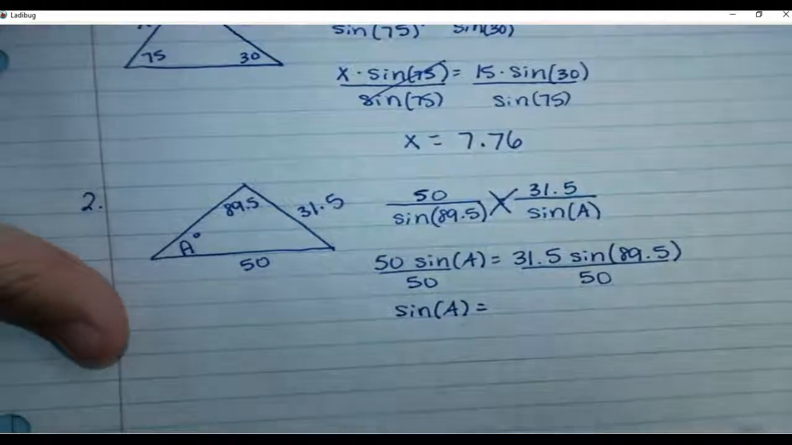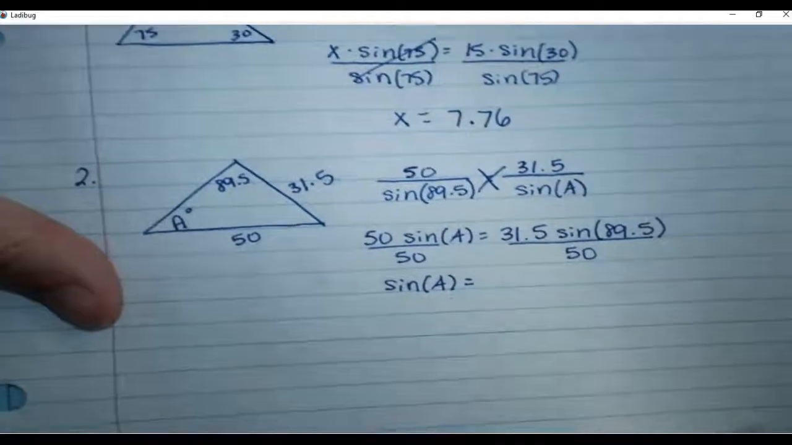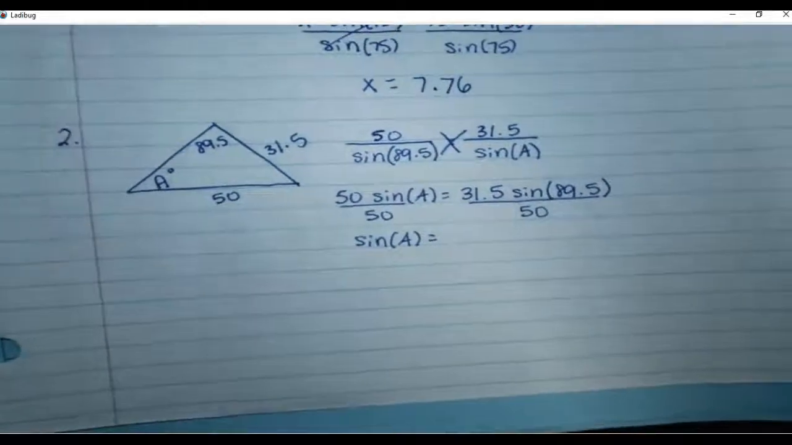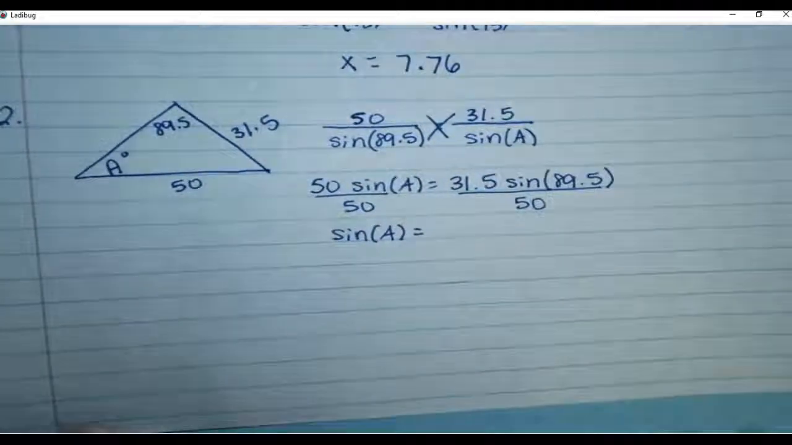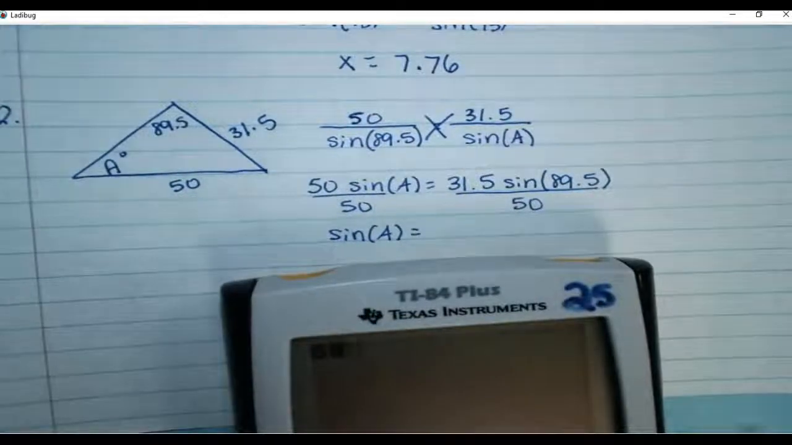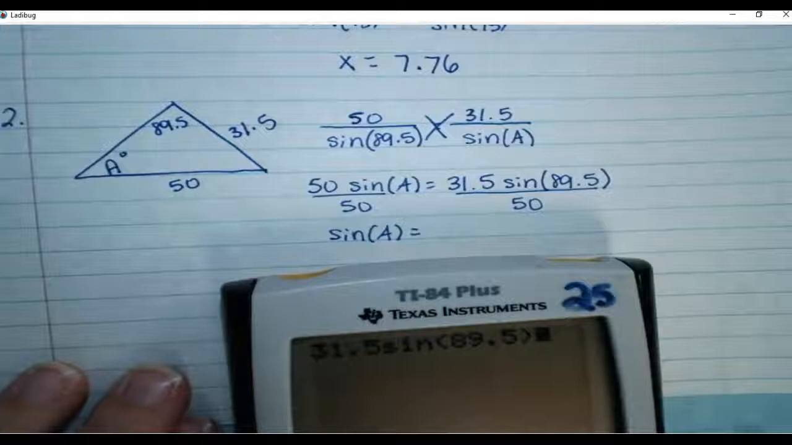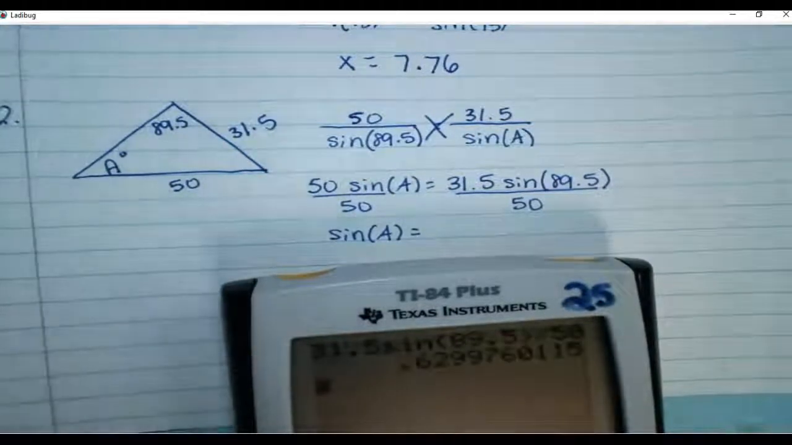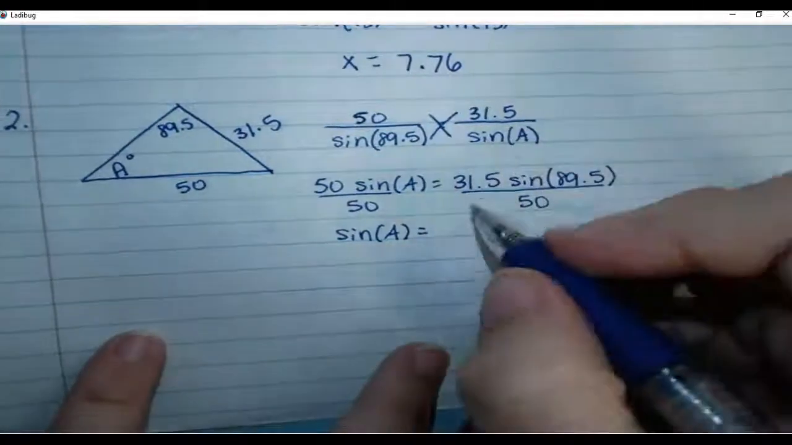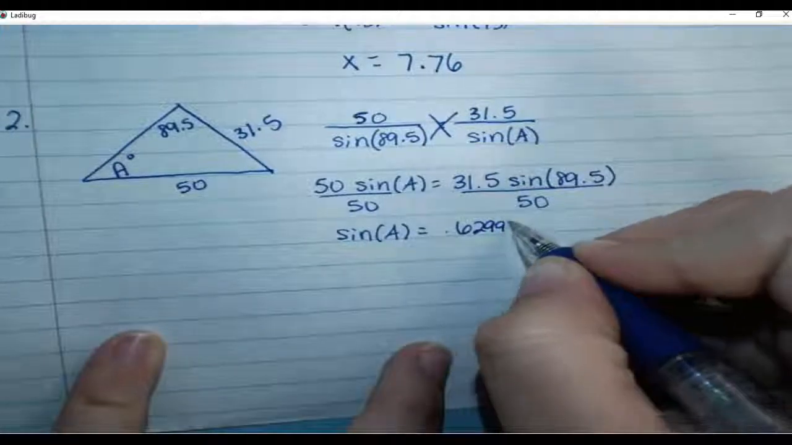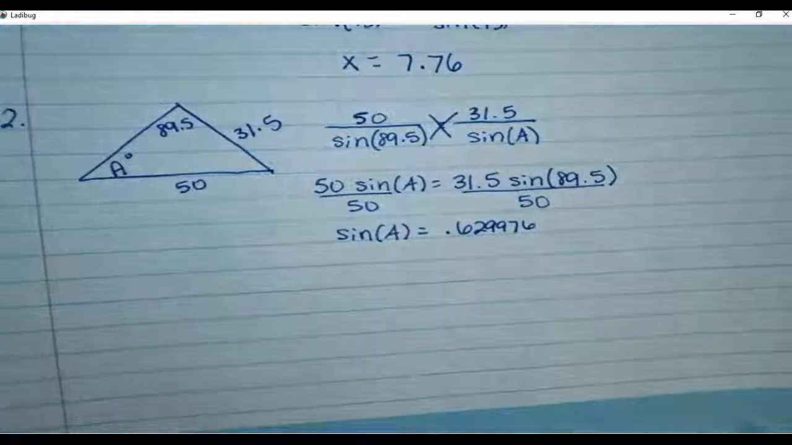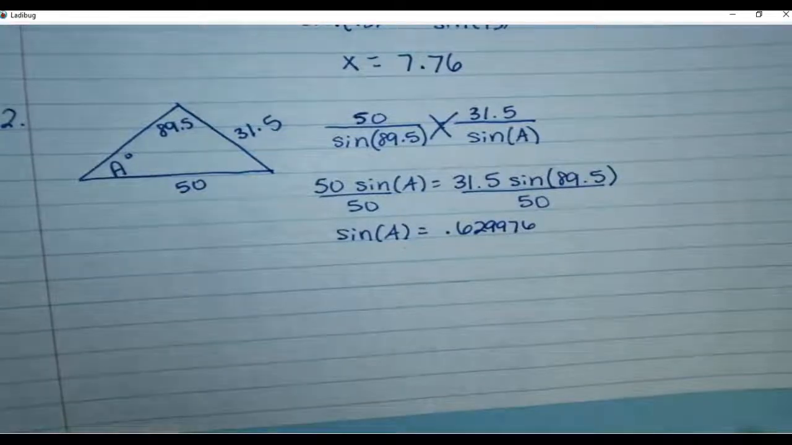And then again, we can type that whole entire thing in our calculator. So 31.5 sine of 89.5. Again, you have to close that parenthesis. Divided by 50. So hopefully you get 0.629976, etc. So you want to keep as many decimals as you can, just so you don't have a whole lot of round off error.